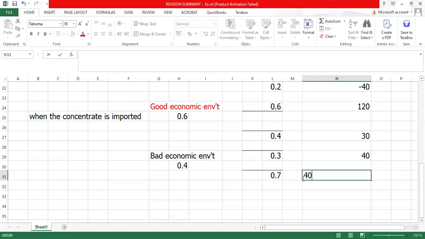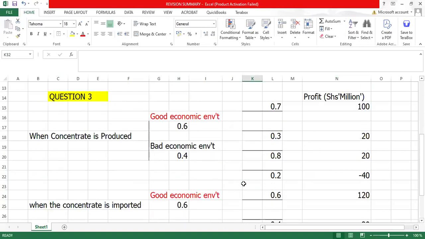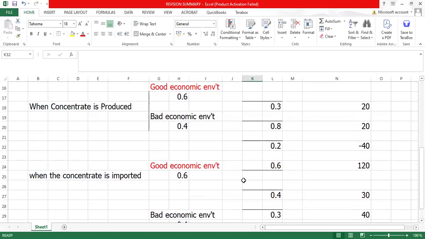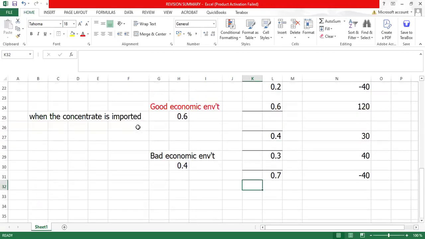It is still 40. The loss is 40. Yes, it is 40 million. Okay, so that's all. That is our summary. So it's a matter of now putting a box and a circle, and that will be all.